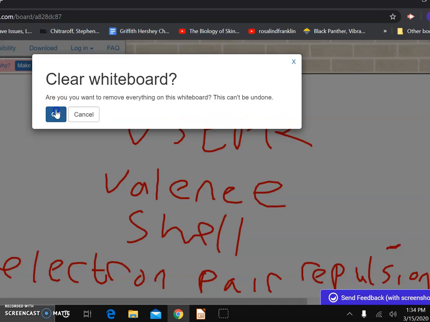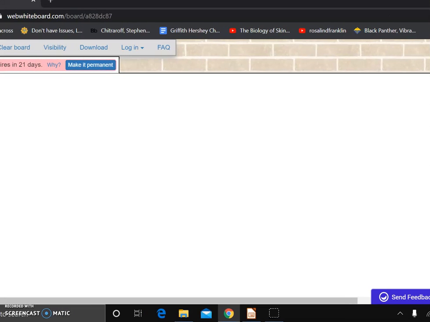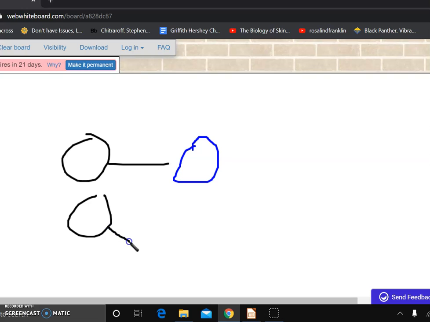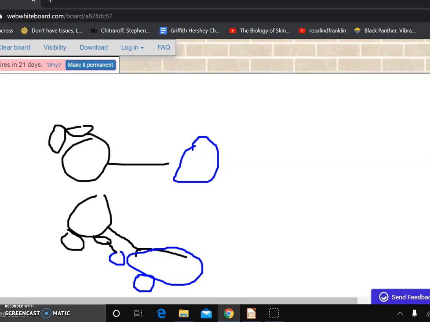If I clear the board, so if we have our B, and I want to move this guy closer, I can't really do that, because we have lone pairs on these atoms, and if I move him closer, these lone pairs are now in greater proximity than if they were over here.